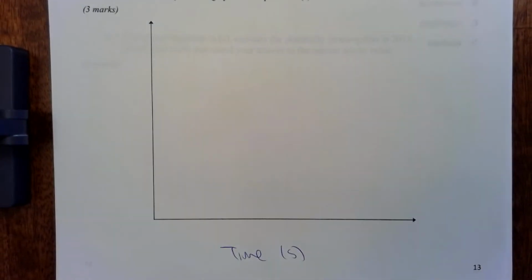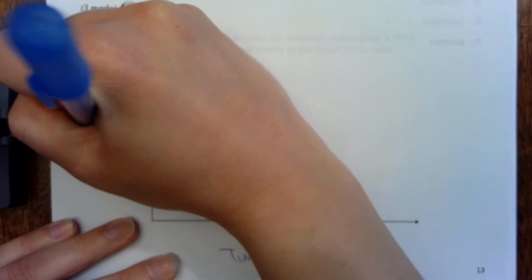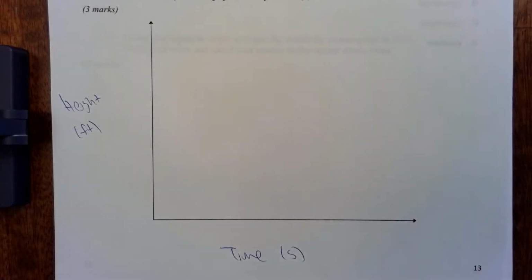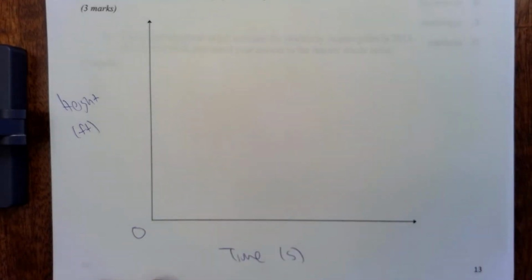And it's in seconds, so we just put that in brackets. On the side, we have height, and that's in feet, so put that in brackets as well. It's really nice when they give you a table because it tells you how big things should be. So time should go from 0 to 5. And usually they'll give you kind of a grid, but this time they didn't, so it's fine.